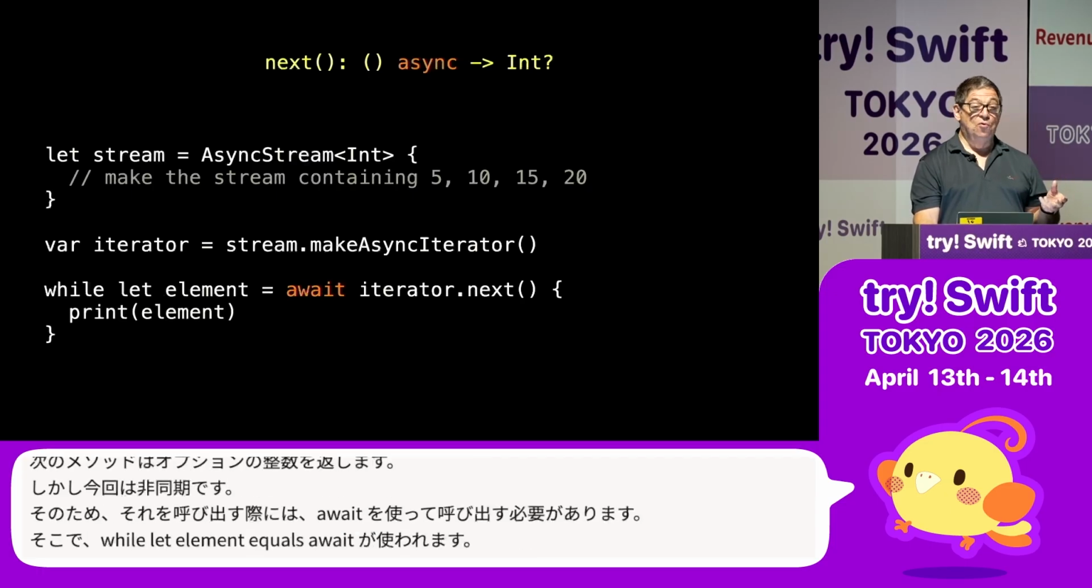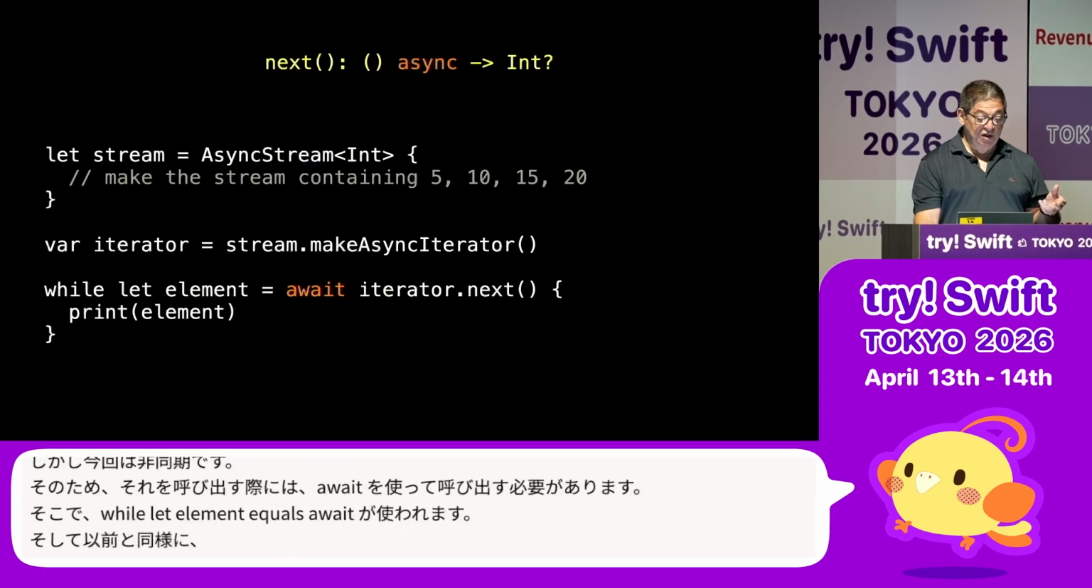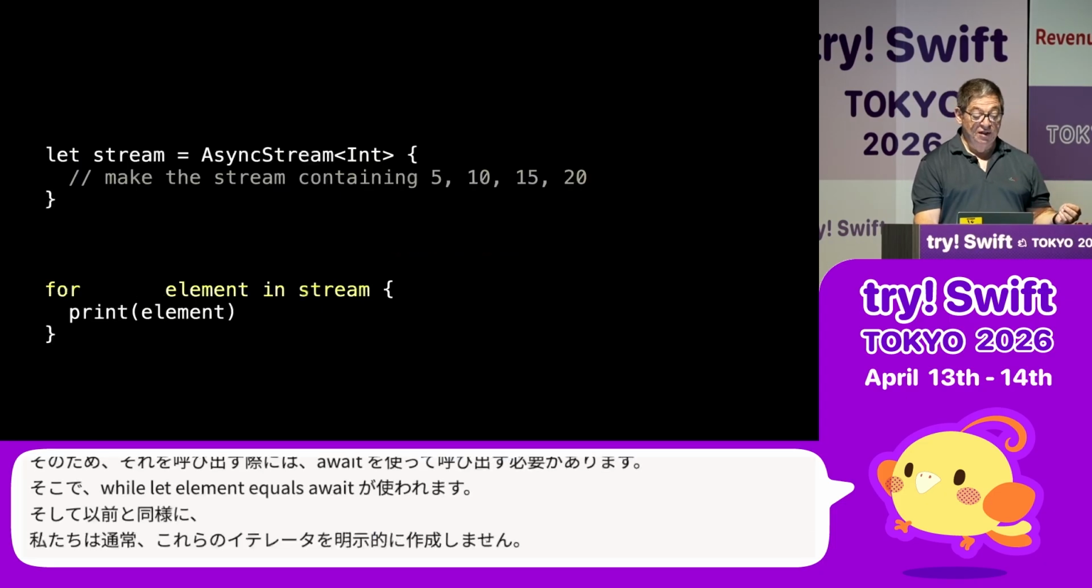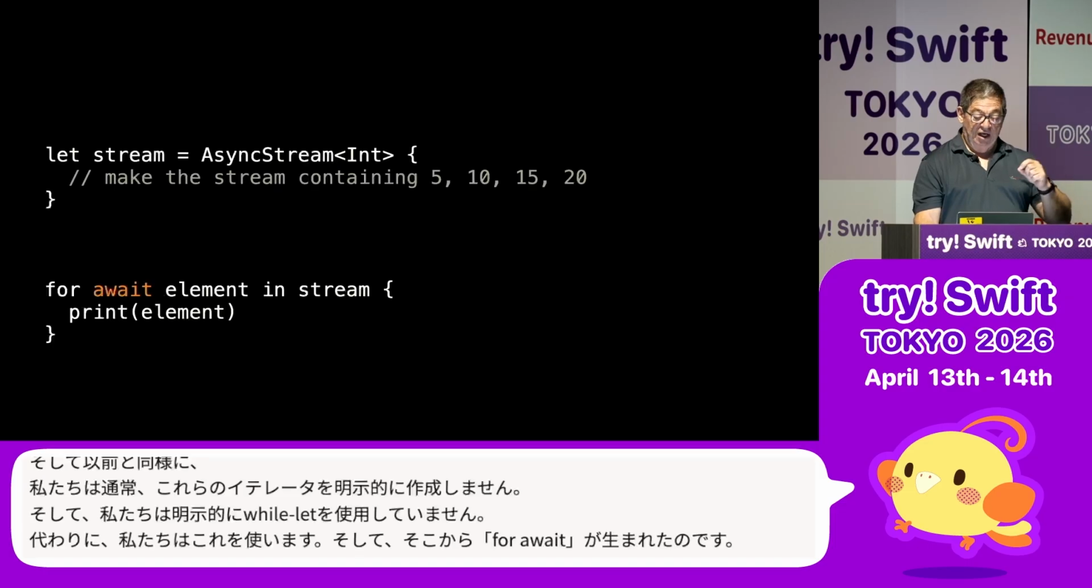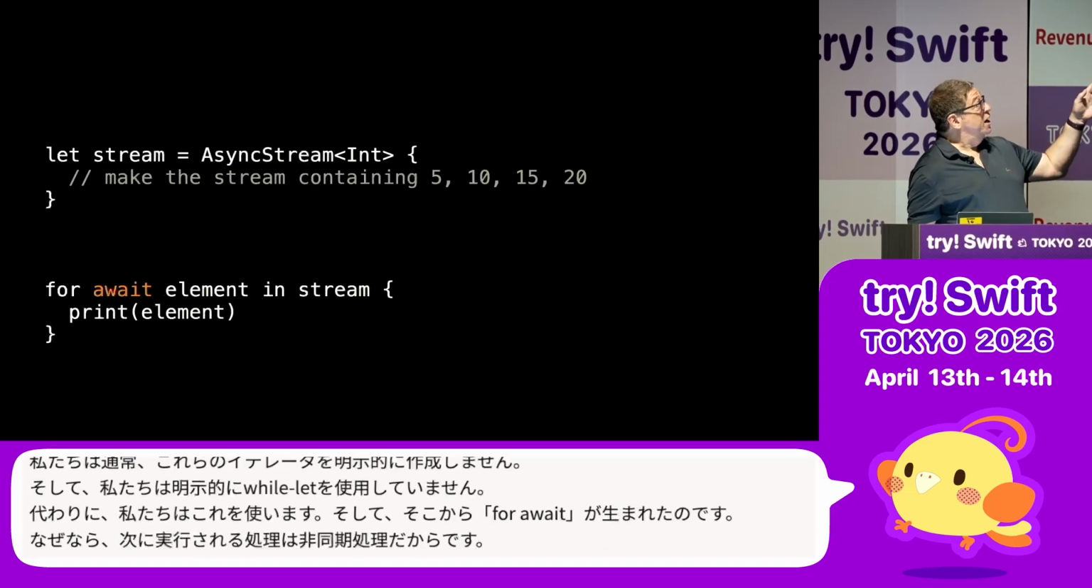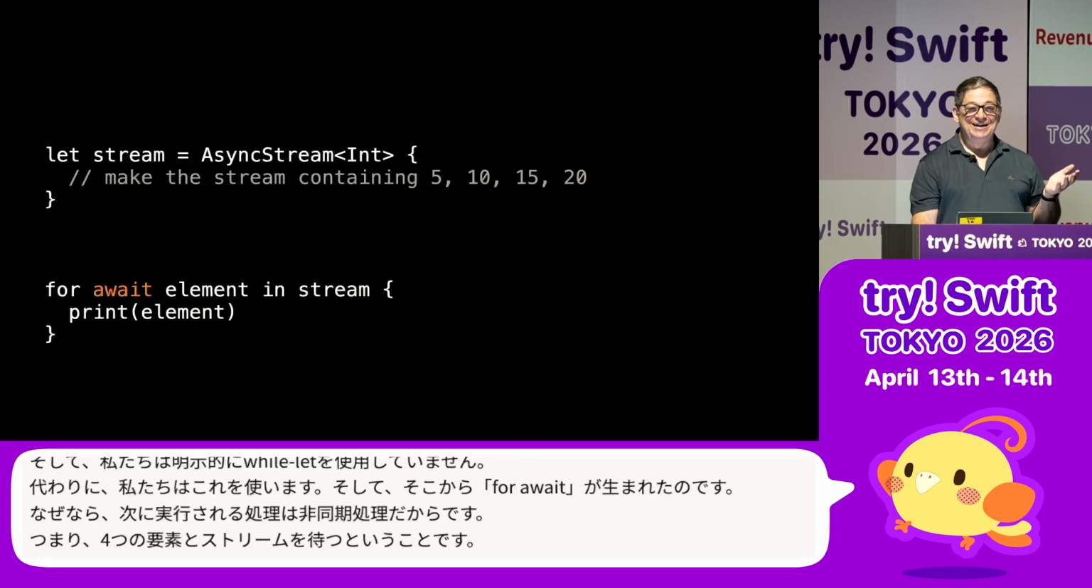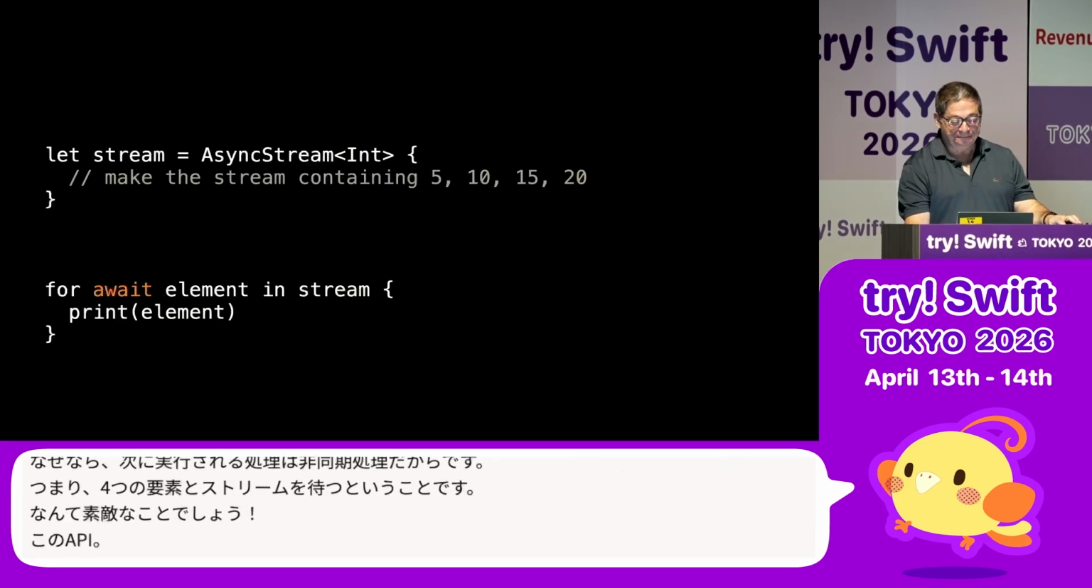And as before, we don't tend to create these iterators explicitly, and we don't use the while let explicitly. Instead, we use this for, and that's where the for await comes from, because the next is something that is asynchronous. So for await element in stream. Isn't that the prettiest thing? I just love this API.